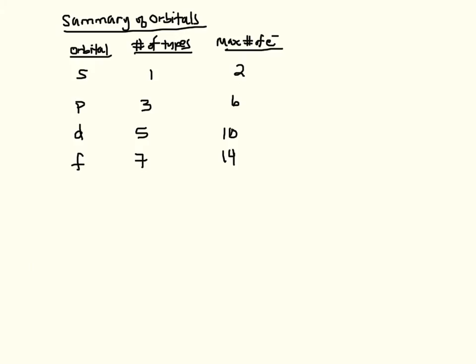And here's a summary of the orbital types. So remember the s orbitals, there's only one type of s orbital. It's the spherical shaped one, and it holds 2 electrons total. P orbitals, there are 3 p orbitals, px, py, and pz on the 3 different planes, and they can hold 2 electrons each for a total of 6 electrons. D orbitals, there are 5 of them, and they hold 2 electrons each for a total of 10 electrons. And the f orbitals, there are 7 of them. They hold 2 electrons each for a total of 14 electrons.